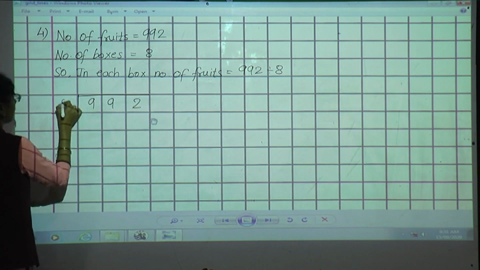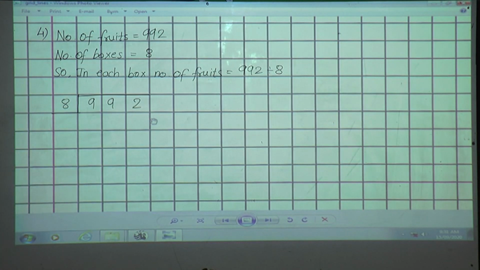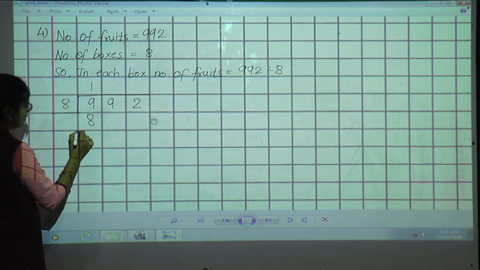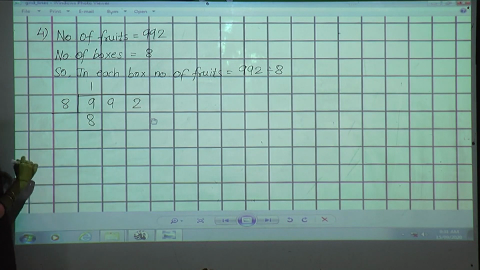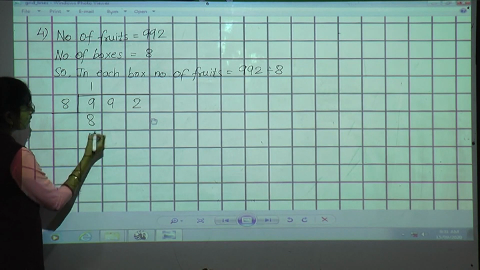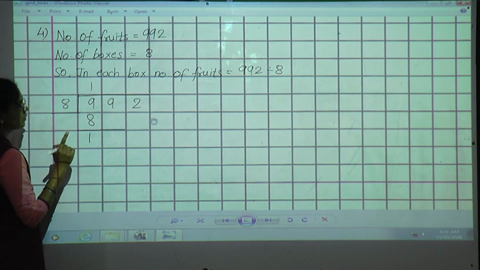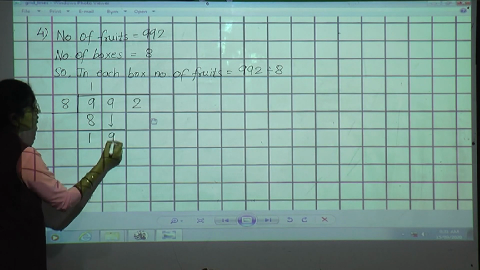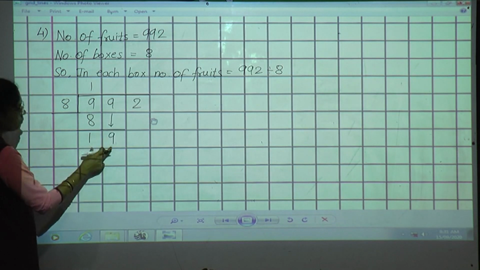992 by 8. See, 992, it is a 3-digit number. So start from the 100. First you have to divide the hundreds. 9 by 8. See the table of 8. In the table of 8, 9 number is not there. So what we will do? 8 ones are 8. Then do the subtraction. 9 minus 8, 1. So write here 1. In the next step, what you will do? Yes, this tens place digit you have to take down. So here 9 is there. So this 9 will come down.